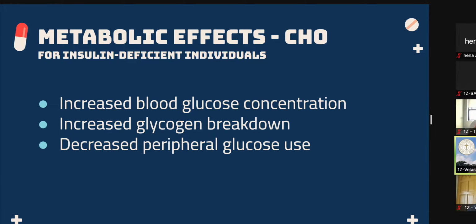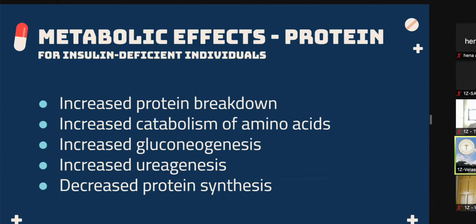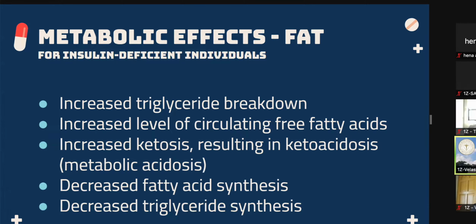So for carbohydrates, we have an increased blood glucose concentration, an increased glycogen breakdown, and a decrease of peripheral glucose use. And then for proteins, we have an increased protein breakdown, an increased catabolism of amino acids, an increase in gluconeogenesis, and a decrease in protein synthesis. And lastly, for fats, you have an increase in triglyceride breakdown, an increased level of circulating free fatty acids, an increased ketosis resulting in ketoacidosis, decreased fatty acid synthesis, and decreased triglyceride synthesis.